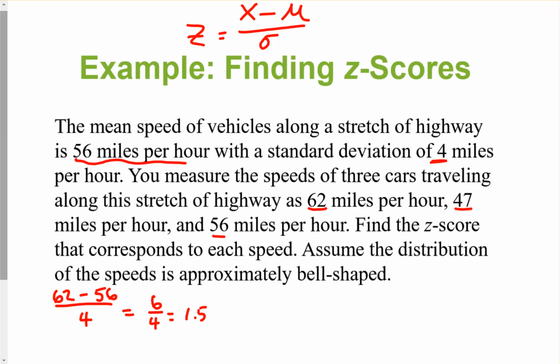Now the 47, let's figure that one out. 47 minus 56 over 4. Now 47 minus 56, that would be negative 9. Negative 9 over 4 would be negative 2.25. So that means for this speed, this would be 2.25 standard deviations below the mean.